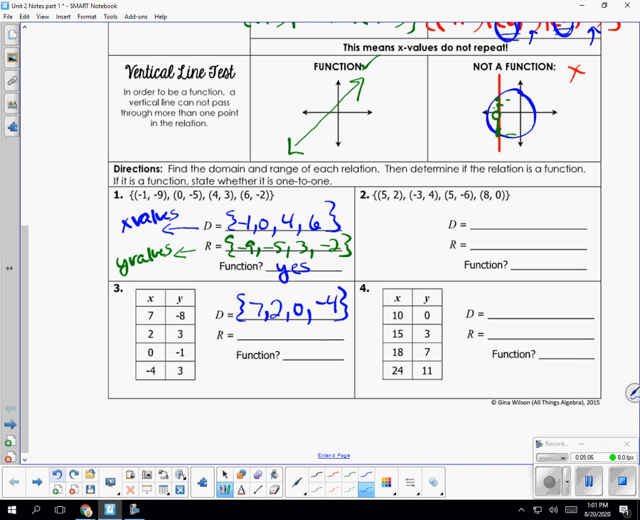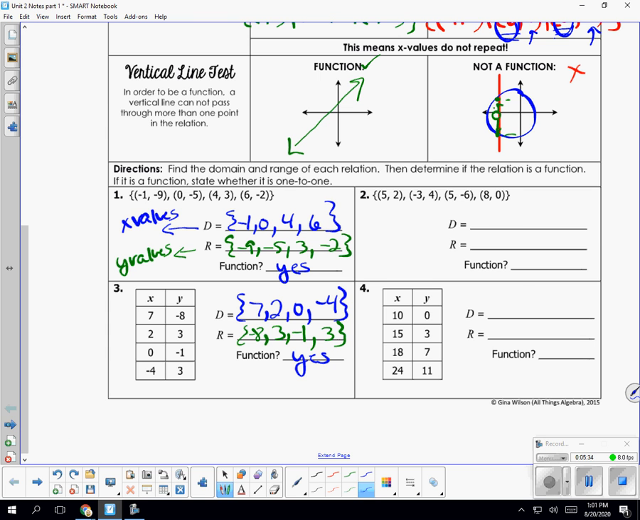And my range values are my y values, which are those numbers right there. So I have -8, 3, -1, and 3. So let's take a look and see, does every x value pair with exactly one y value? Well, again, I don't see any x values repeating here, so yes, again, this is a function. Every x value has exactly one y value.